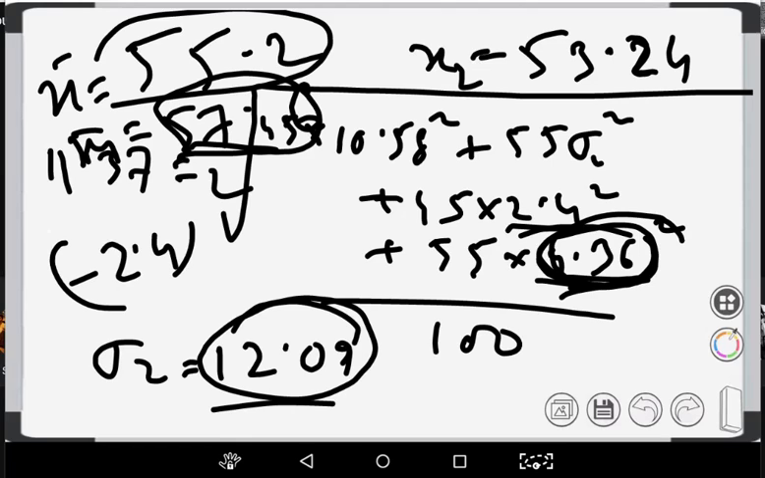Okay. Yes, I mistakenly subtracted from x1. x2 will be subtracted from 55.2, right? 55.2 minus 53.24 will be 1.96, right? So instead of 4.36, it will be 1.96 square. That's right, and you calculate and get the values. I can tell you what the value will be. Just give me a minute. Exact value.